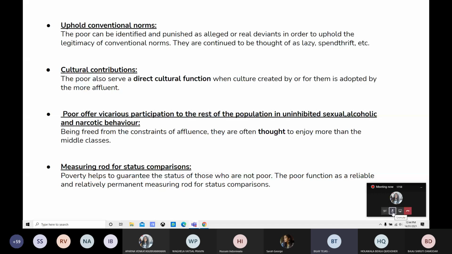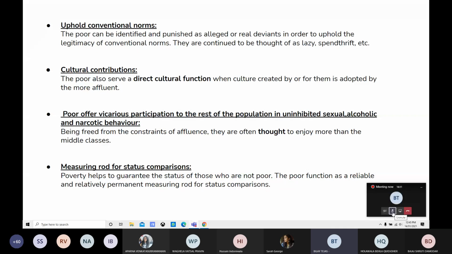The next point that he talks about is that the poor offer vicarious participation to the rest of the population in uninhibited sexual, alcoholic, and narcotic behavior. So what he says is that there is usually an opinion that, being freed from the constraints of affluence, they are often thought to enjoy more than the middle class. Thus, many people, some social scientists, believe that the poor are more given to uninhibited behavior, which is actually not out of pleasure but due to despair.